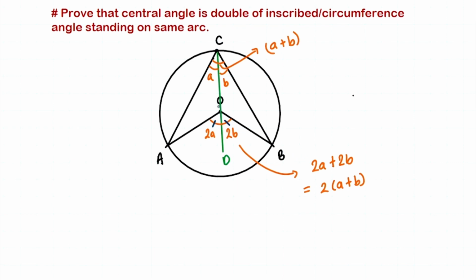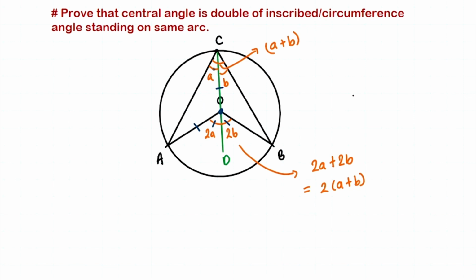We can do this by using the theorem of isosceles triangle. So this is the radius of the circle, from O to C. This is also the radius of the circle, from O to A. And these two lines are equal because they are both radii of the same circle. So this triangle right here, AOC, is an isosceles triangle. And since this triangle is an isosceles triangle, its base angles are equal.